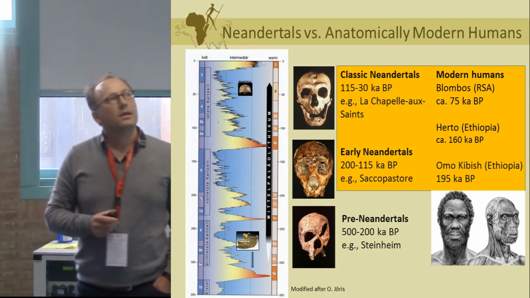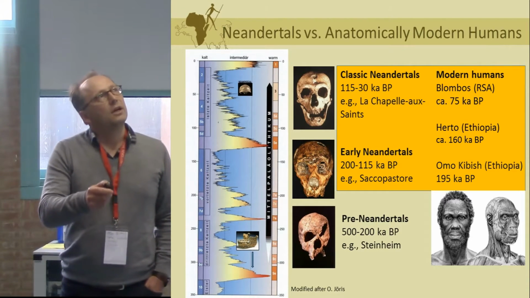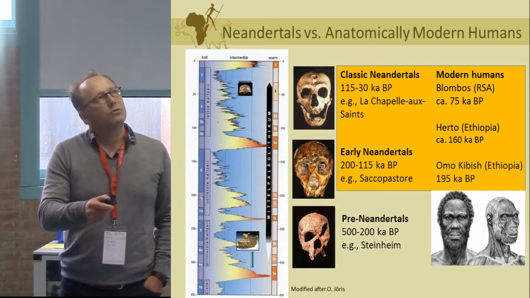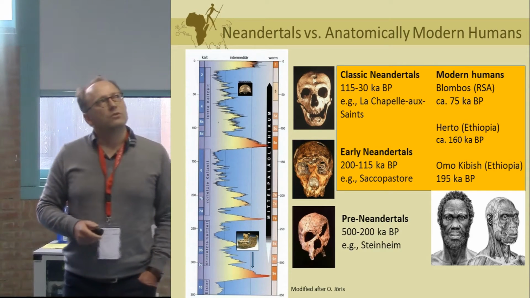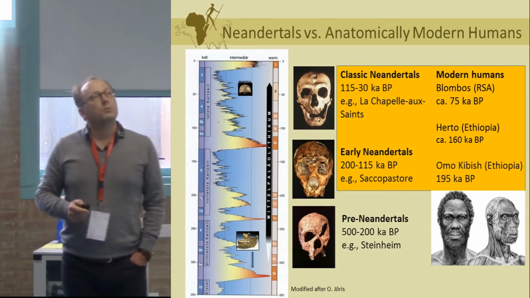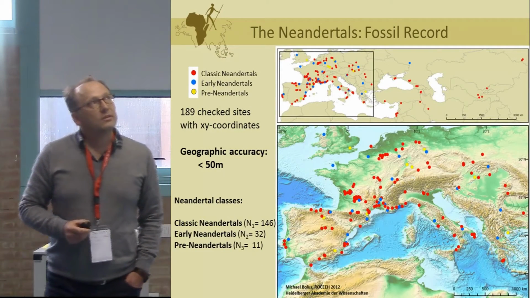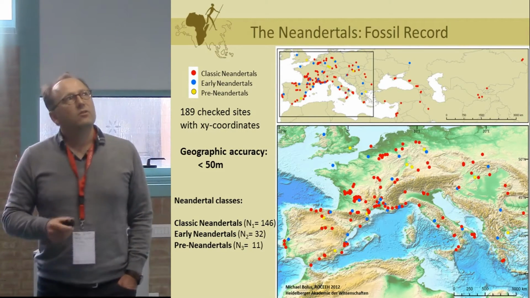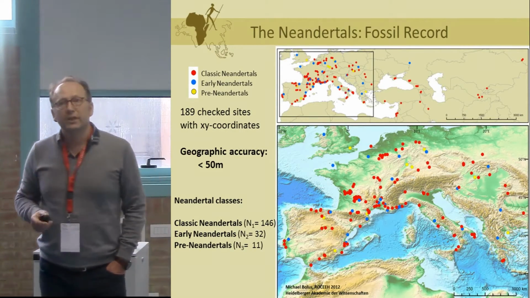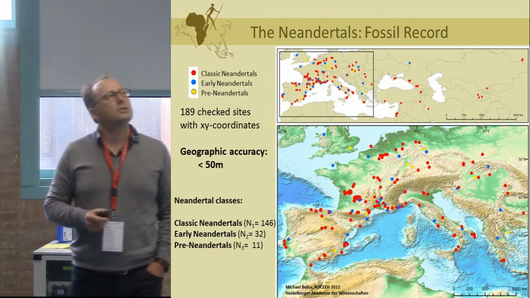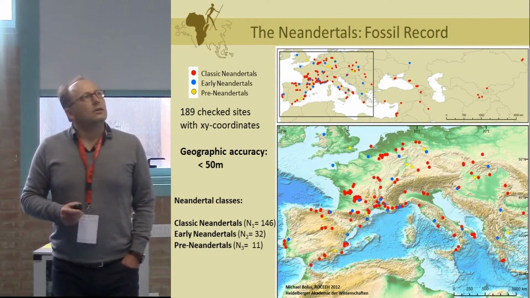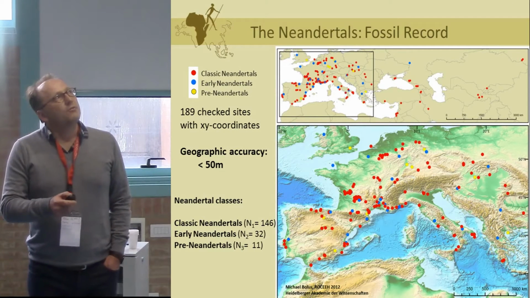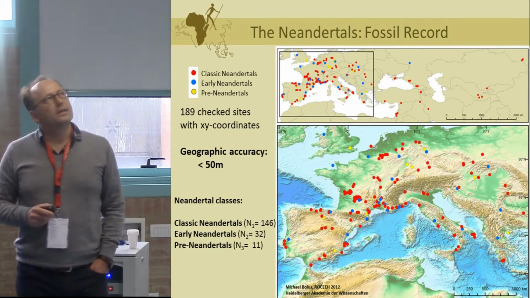So in our analysis, we are focusing especially on the time frame classic Neanderthals and early Neanderthals, so 200,000 till around about 30,000 BP. This is the Neanderthal fossil record, and in this analysis we are especially focusing on the fossil record, so only sites where we have fossil appearances. We have collected around about 190 sites.